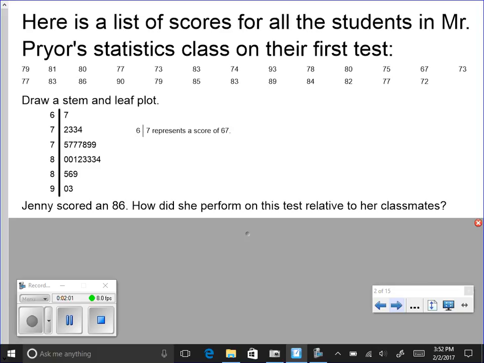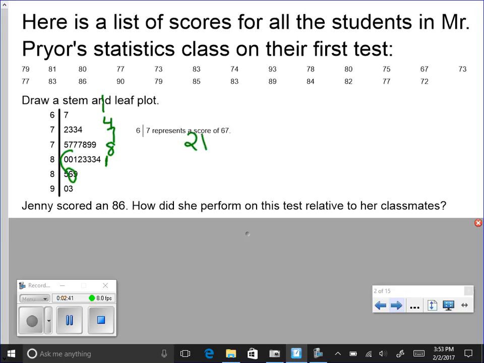Jenny scored an 86. How did she perform on this test relative to her classmates? So 86, this right here is Jenny. Right there she is. My board's off again. So I would count how many fall below her. So in the first row there's 1, in the second row there's 4. So there's 1 here, 4 here, 7 in this one, and 8 in this one. So if I add them all up, I get 20. Oh, and there's one more in the next row. I get 21. So 21 students fall below Jenny.